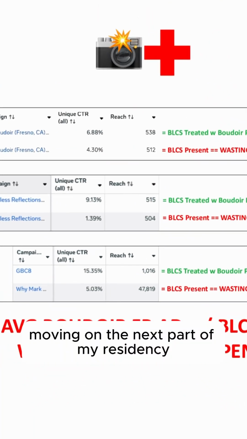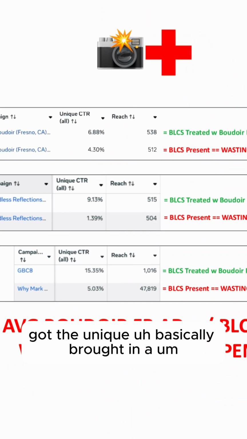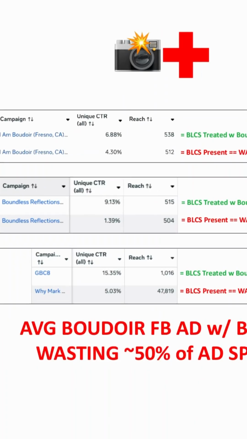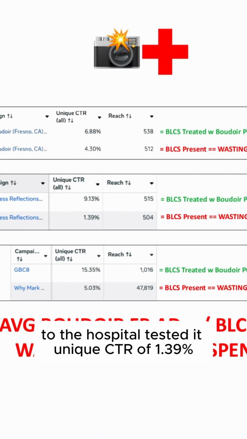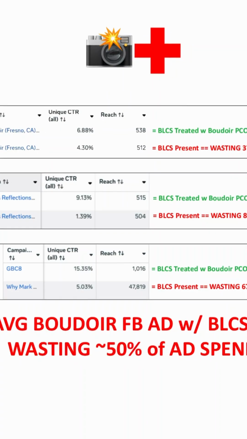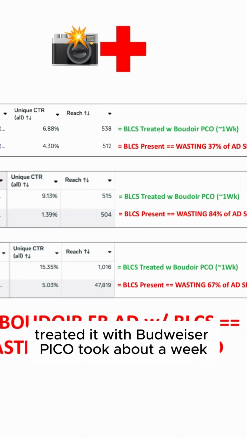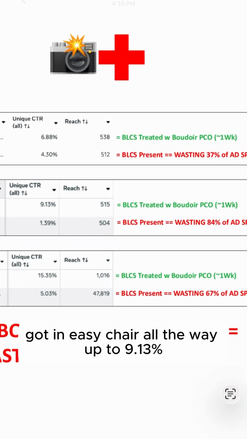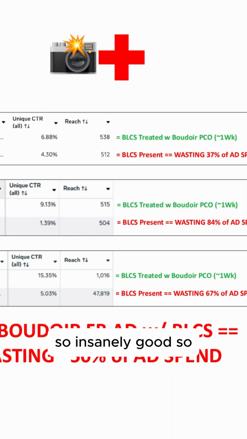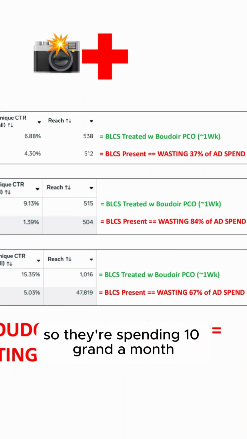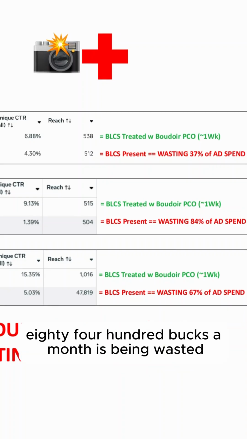Moving on, in the next part of my residency, I brought another Boudoir Facebook ad to the hospital and tested it: unique CTR of 1.39%, so BLCS was present. I duplicated it, treated it with Boudoir Pico, which took about a week, and got the unique CTR all the way up to 9.13%. Insanely good. We found out the original was wasting 84% of ad spend. That's a ton of money. If they're spending 10 grand a month, literally 8,400 bucks a month is being wasted.